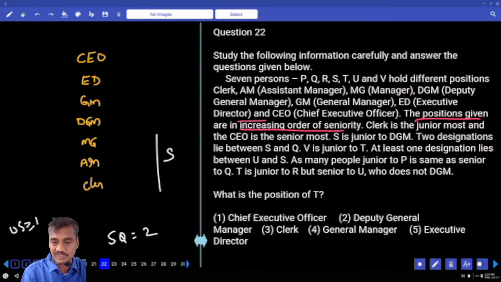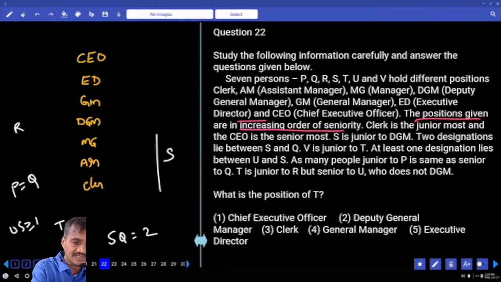And as many people junior to P, same as senior to Q. That means P and Q must be equidistant. And T is junior to R. Where is this T? T is junior to R but senior to U. U is not a DGM. Clear? Now this is the information we have. U is not a DGM.